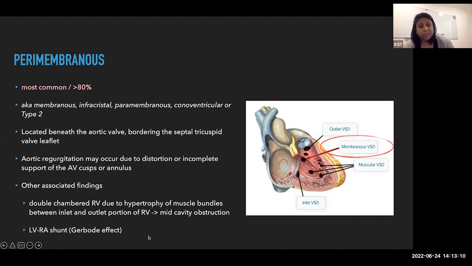Things that you might also see on echo associated with this type of lesion is a double chambered RV. There's a hypertrophy of the muscle bundle between the inlet and the outlet of the RV, and that can cause some right ventricular mid-cavity obstruction. And these can also be part of the Gerbode effect, which I'll talk about a bit later, where there's a left ventricular to right atrial shunt. So these can be part of that complex of lesions.